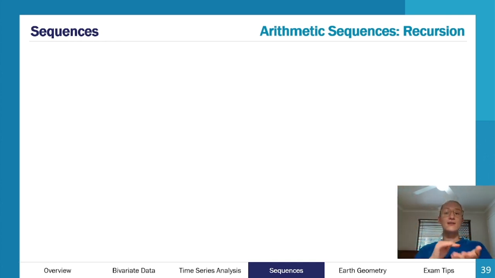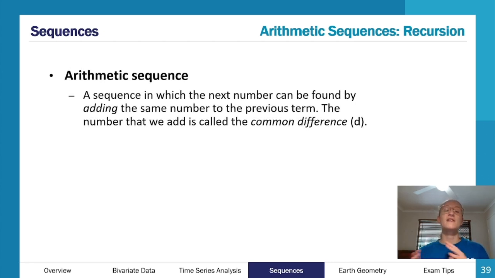Whereas our arithmetic sequences grew by the same amount each time, our geometric sequences grow more exponentially, again, is the word that we're going to use, because we're multiplying by the common ratio every time. So we're going to have a little bit of a look at the difference between those now. So arithmetic sequences, again, the next number can be found by adding the same number to the previous term.